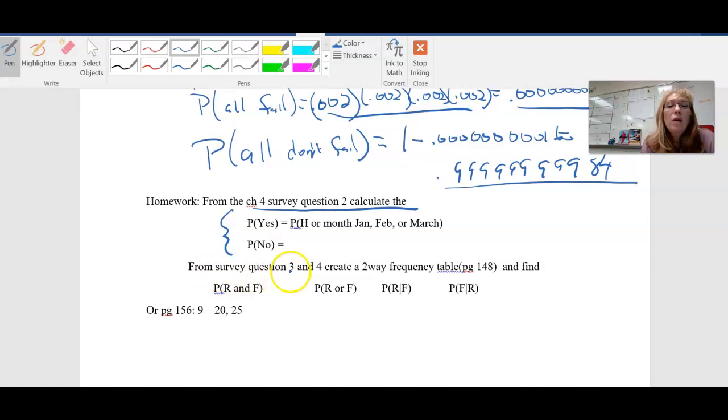Probability from the survey, questions 3 and 4. Two-way frequency tables. I'm not real sure if these are 3 and 4 anymore. On page 148 is where you can find a frequency table if you need to learn how to do that. And I want to know right and female, right or female, right given that it's female, female given that it's right. And we will probably have to talk about those, but I want you to give it a shot. Okay, good luck.